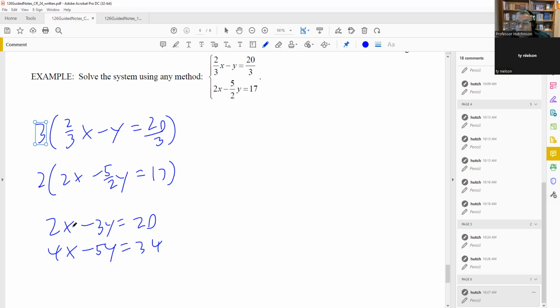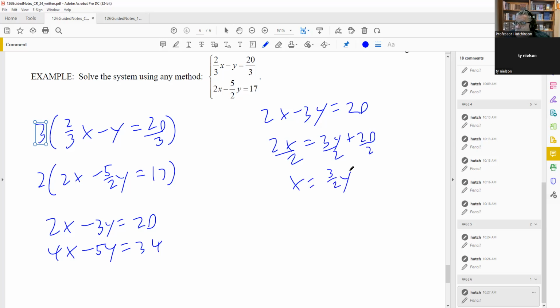Now, if we do it by substitution, we are going to involve some fractions as a result, but let's still do that anyway. Let's start with 2x minus 3y equals 20. I just want to show you a different method than what I did in the notes, so you have a little different idea how it works. Let's solve for x here. So I'm going to get 3y plus 20, divide everything by 2, and I get x is equal to 3/2 y plus 10.